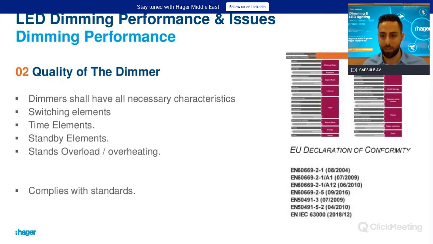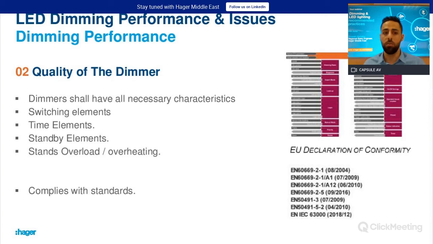Second, quality of the dimmer. It's very important here. Dimmers are not like a normal device that we can buy without going into details. It can be complicated for the end user, but as a system integrator, as a solution provider, we need to know which supplier we are buying from and selling to the customer. There are many elements we need to take care of.